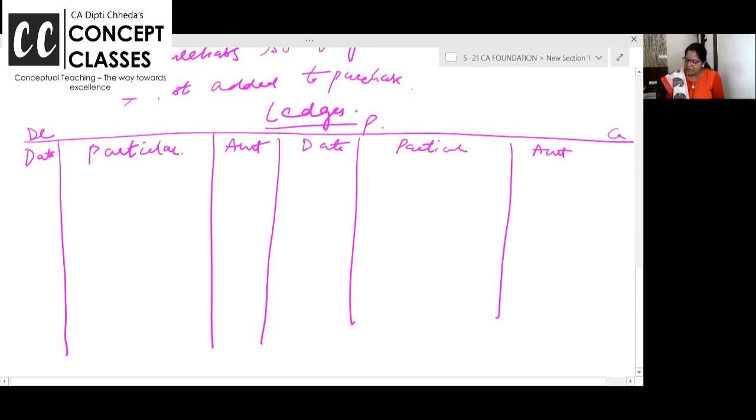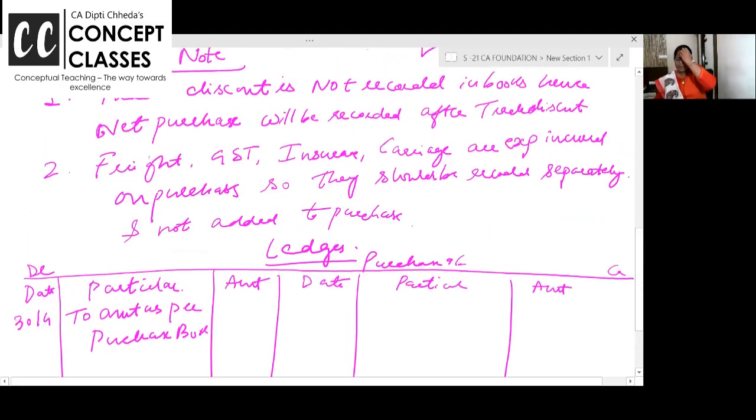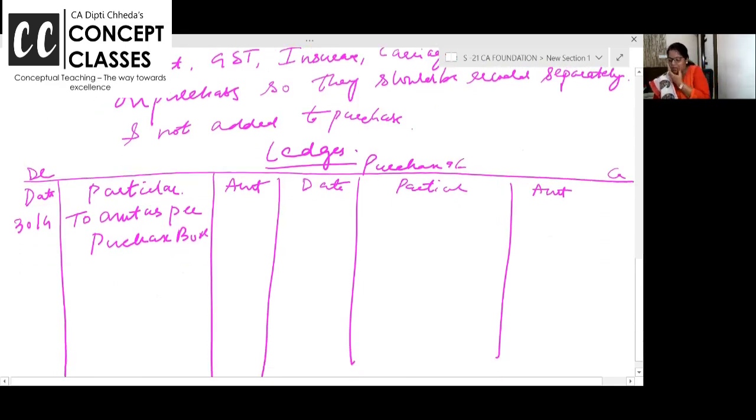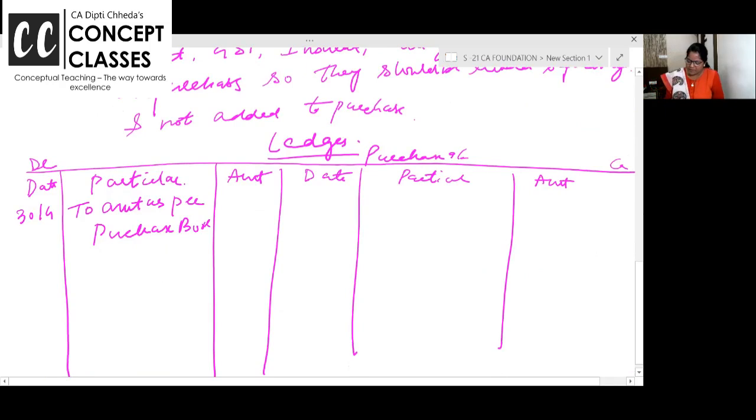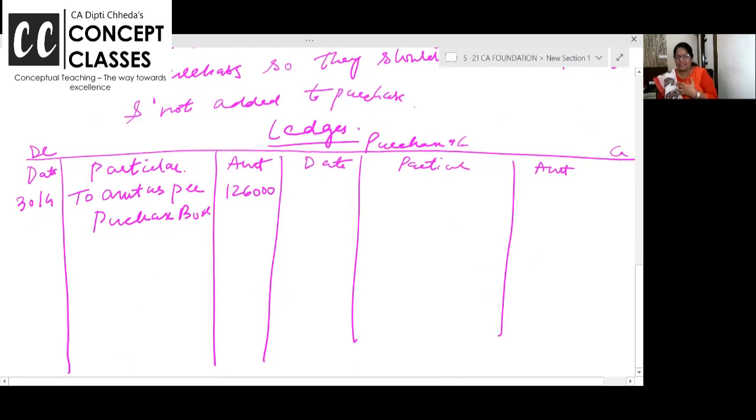The first ledger we will prepare is purchase account. Ledger is an account where you do the posting. So total purchases on the last day of the month, 30th of April, on the debit side, you will write: to amount as per purchase book. Which amount will you debit to the purchase account? 126. And keep it open. This will continue, so don't try to balance the ledger.